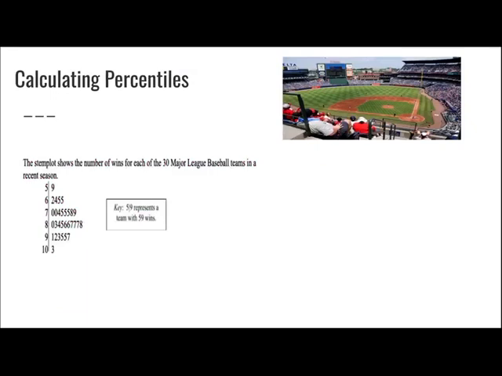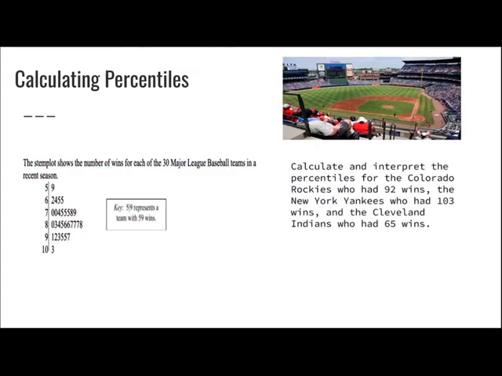All right, so let's do an example. The stem plot shows the number of wins for each of the 30 Major League Baseball teams in a recent season. Calculate and interpret the percentiles for the Colorado Rockies, who had 92 wins, the New York Yankees, who had 103 wins, and the Cleveland Indians, who had 65 wins.